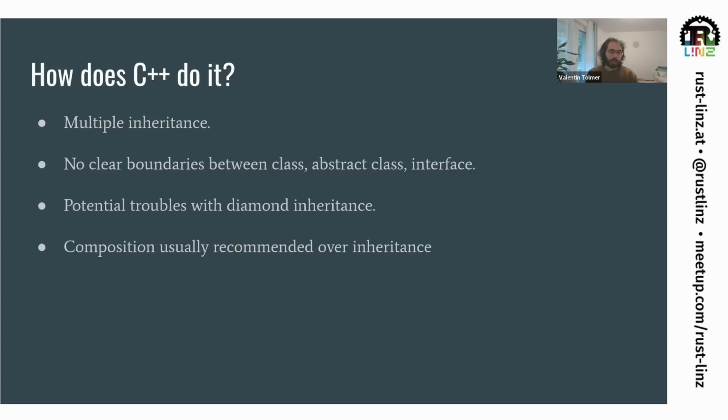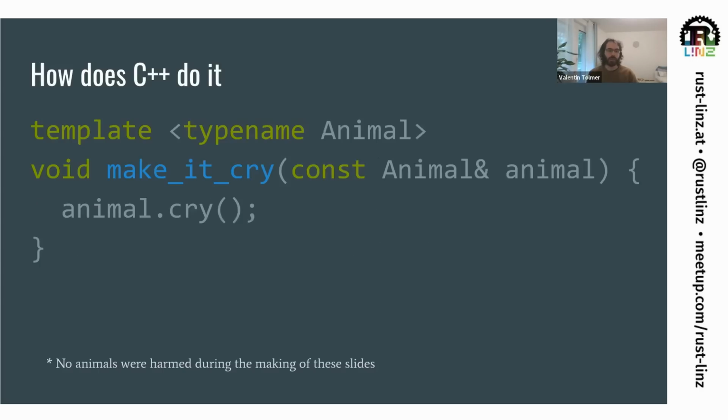Another way that C++ writes generic code is with templates. So, for instance, here we have a function makeItCry that takes an animal and calls animal.cry. However, here I wrote typename Animal, but I could have written typename T and then take a const T ref, because the name Animal doesn't mean anything there.